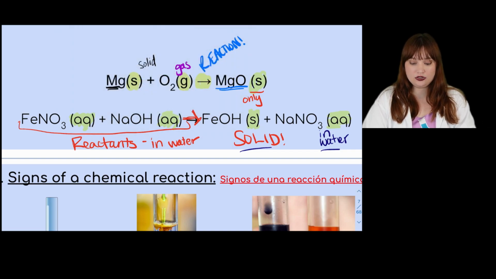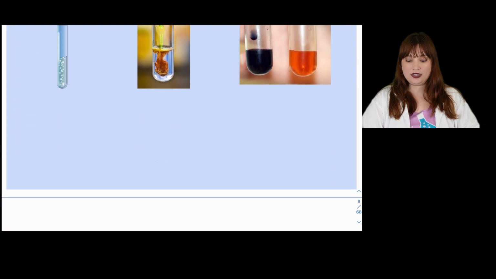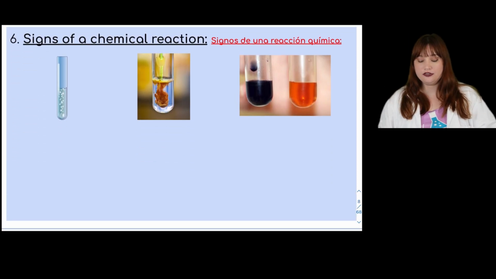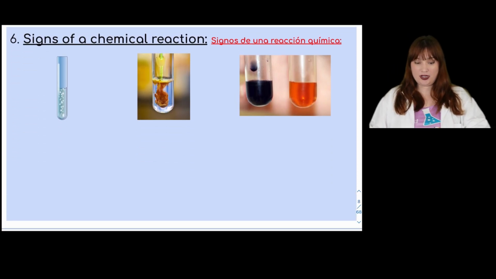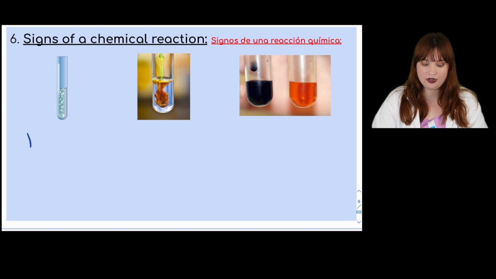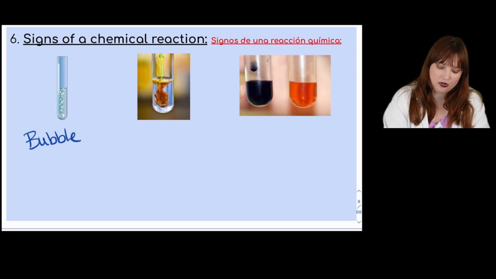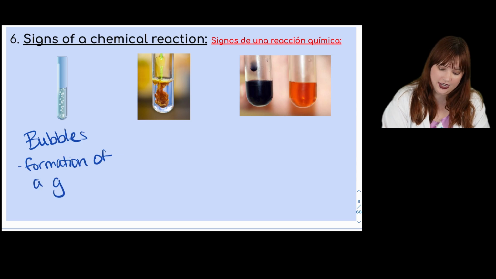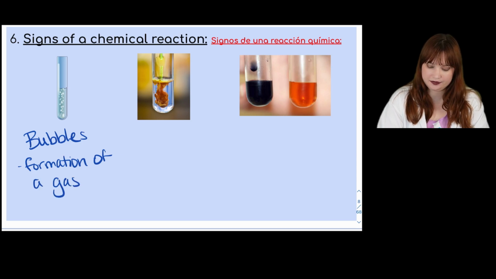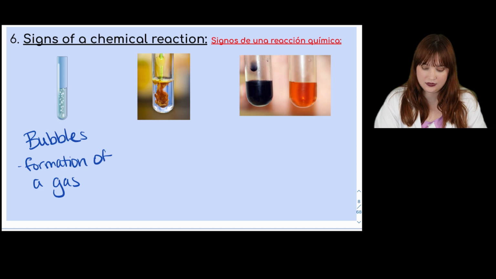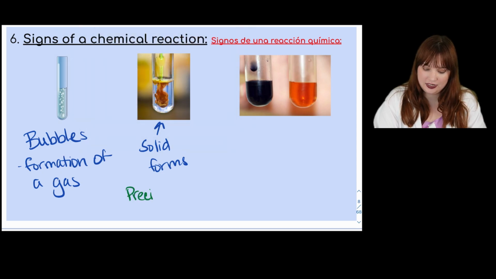That brings us to, how do we know if a chemical reaction has taken place? We're actually going to look for 3 different signs, and we've talked about them already in this video. One of those signs is bubbles. Bubbles tell us a gas has formed. Formation of a gas. Another is a solid forms. There's a fancy word for that. It is called a precipitate.